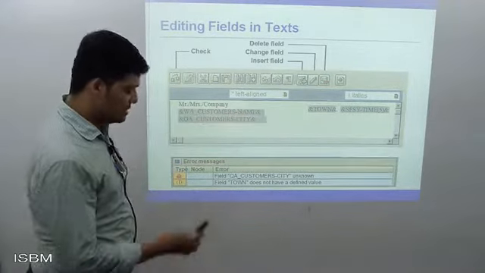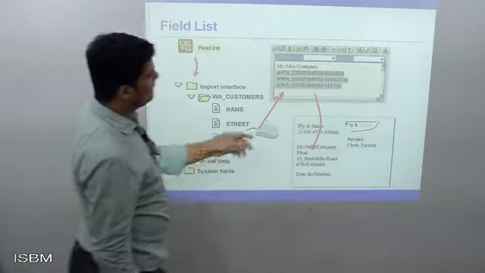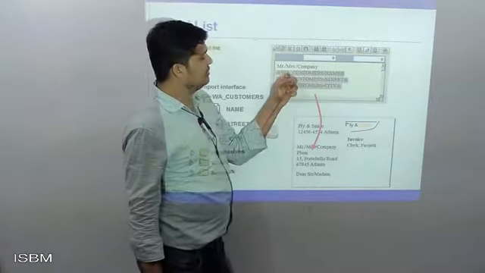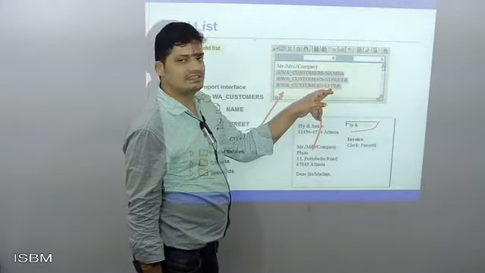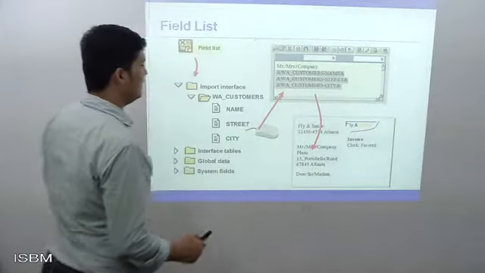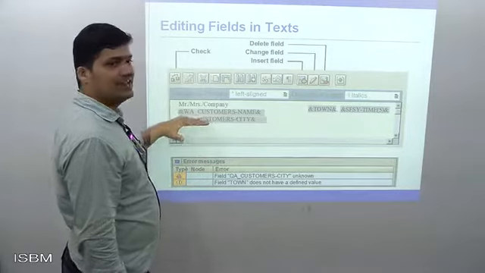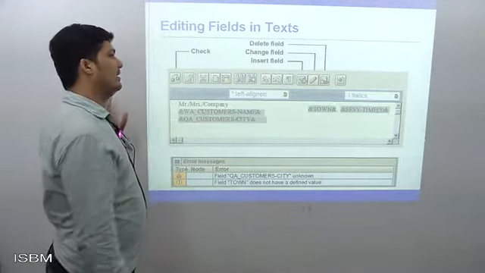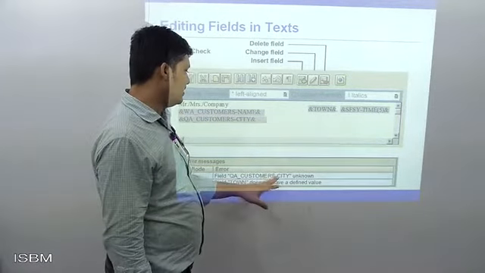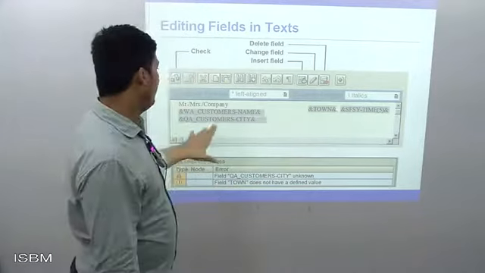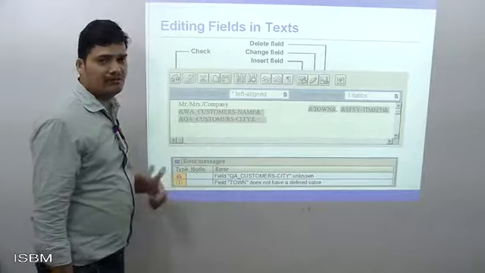Don't go for this. I want to show you something over here. See, we have declared our work area WA customer for name, street and city. So WA customer. But here what they have done, they have used QA underscore customer, which we have not declared in the global interface. So that's why it's showing an error: the field QA customer hyphen city is unknown. In place of QA customer city, we need to write WA customer city. Then it will run perfectly.